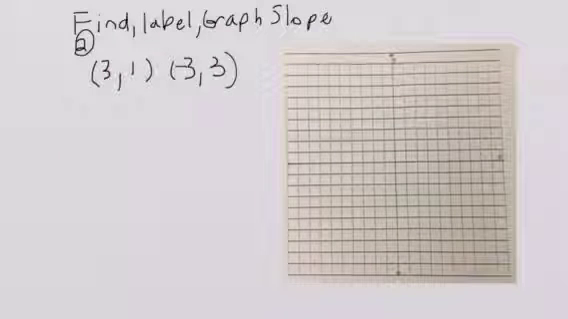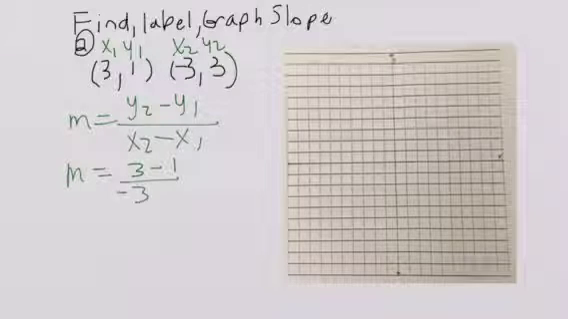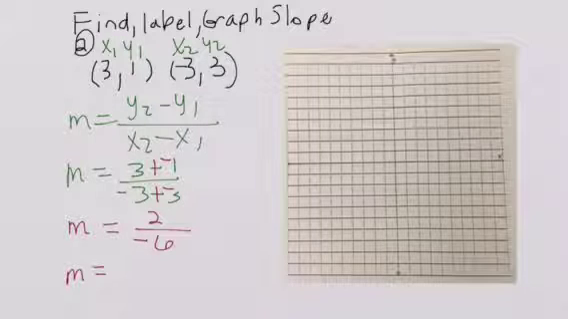We're going to label our ordered pairs x1, y1, x2, y2. The slope is equal to y2 minus y1 over x2 minus x1. Our slope is equal to 3 minus 1 over negative 3 minus 3. We're going to add a line, change the sign, add a line, change the sign. So our m is going to be equal to 2 over negative 6. M is going to equal negative 1 over 3. Remember the Hampton rule, put that negative up in the numerator. So we have a negative slope.